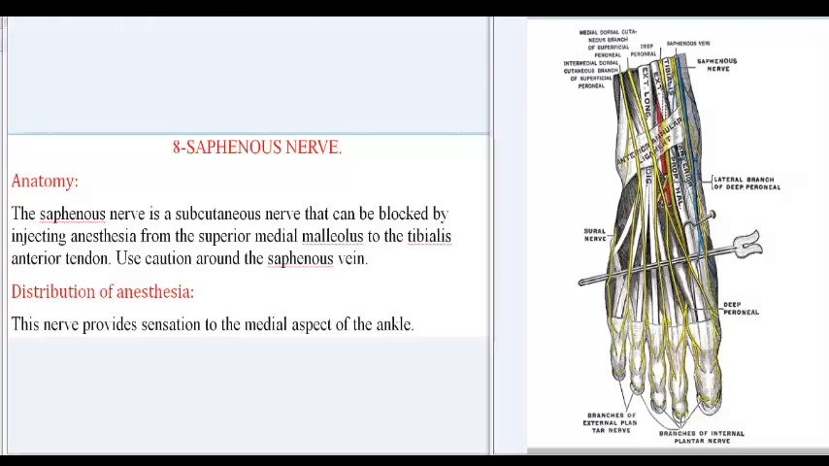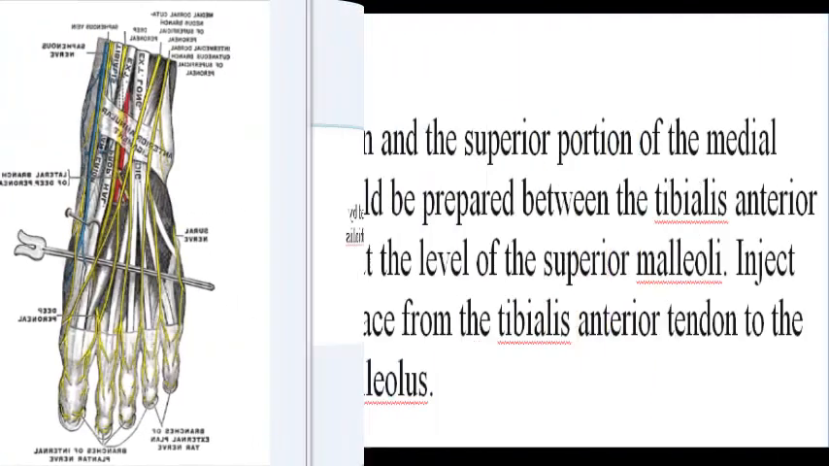8. Saphenous nerve. Anatomy: the saphenous nerve is a subcutaneous nerve that can be blocked by injecting anesthesia from the superior medial malleolus to the tibialis anterior tendon. Use caution around the saphenous vein. Distribution of anesthesia: this nerve provides sensation to the medial aspect of the ankle.